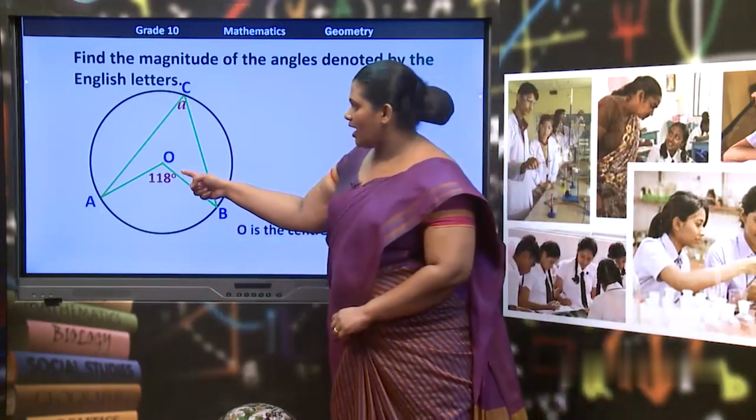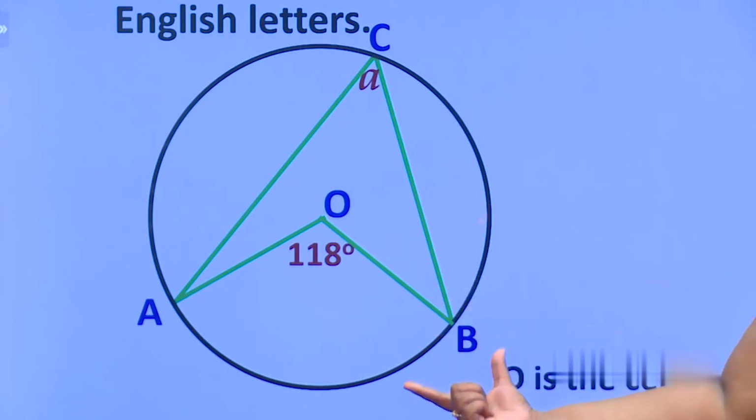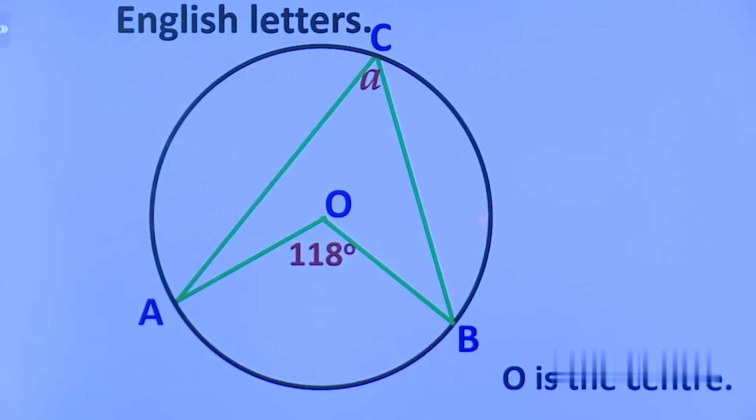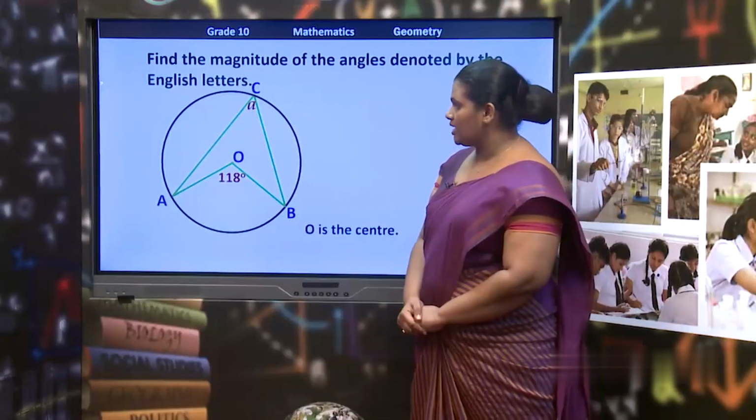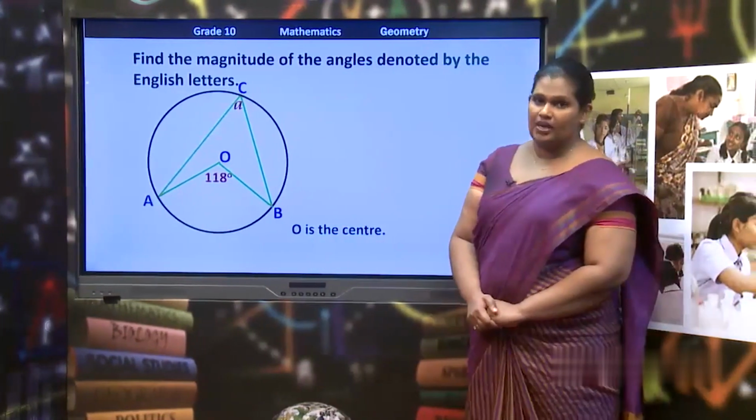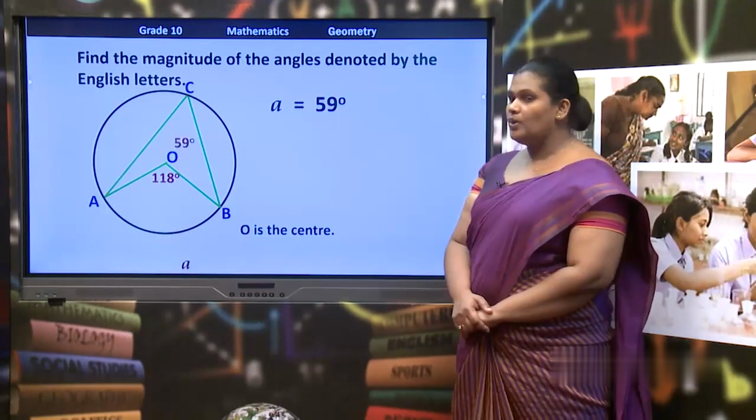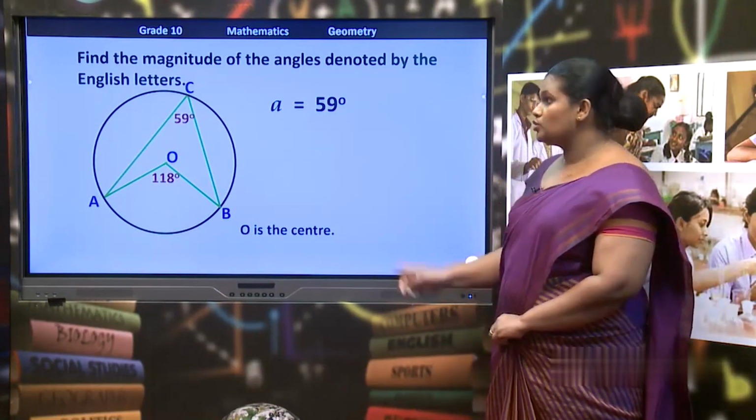Right. Now, we can relate that theorem to this question. Now, this is the angle subtended at the center by the minor arc AB. Using the same minor arc AB, we have the angle subtended at the remaining part of the circle. So, we can get it as twice A is equal to 118 degrees. So, that means 2A is equal to 118 degrees. To get the value of A, we can divide 118 by 2. Therefore, the answer for A is 59 degrees. Right. Now, we know the value of A. We will move on to another one.